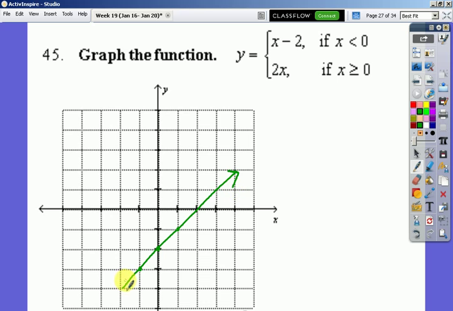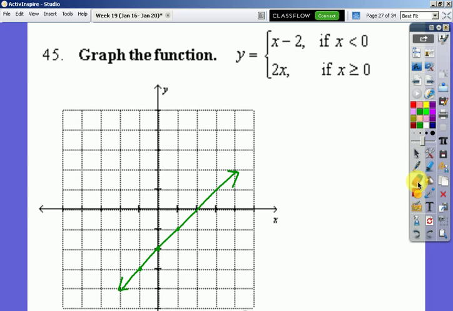We're going to take a look at the restriction and see what part of this line we have to erase, and if we have an open or closed circle. It says that for this piecewise, x's have to be less than 0. Where on the graph is x 0? On the what axis? The y-axis.